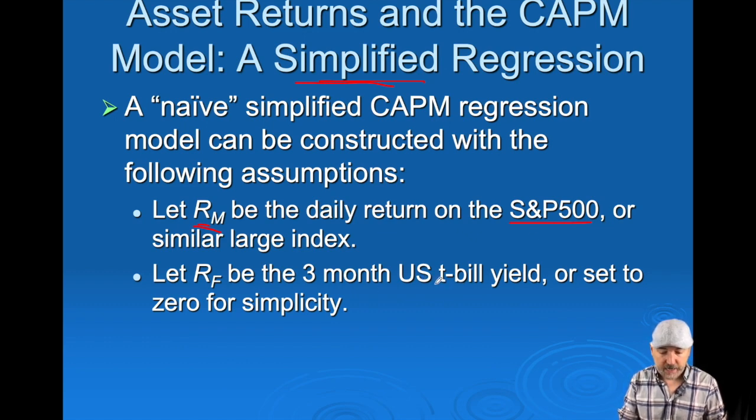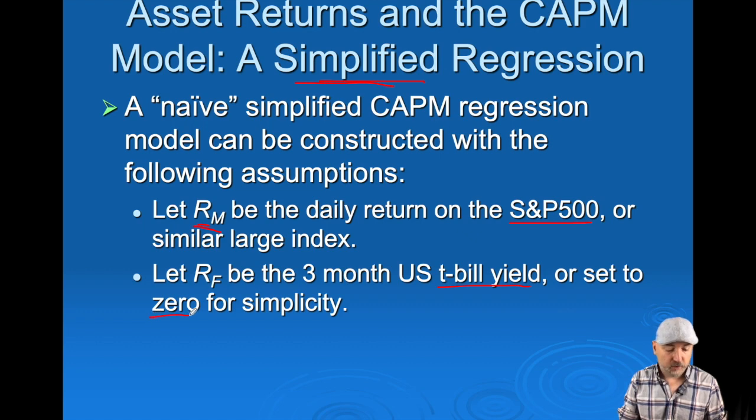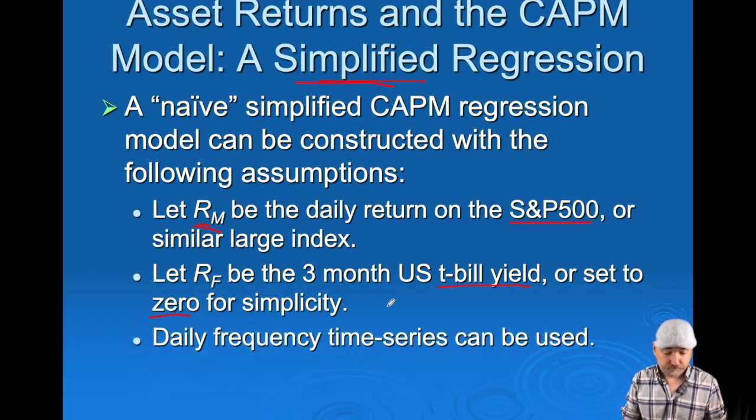Now we can capture the baseline risk-free rate. Typically, you'll see that with the U.S. 3-month T-bill yield or interest rate. These days, you can pretty much set that to 0 for simplicity. It is a nice feature if you go ahead and gather that data. But we can simplify by leaving out that risk-free rate, because honestly, it's about 0 over the last year. And we'll typically use daily frequency time series for all of our variables.